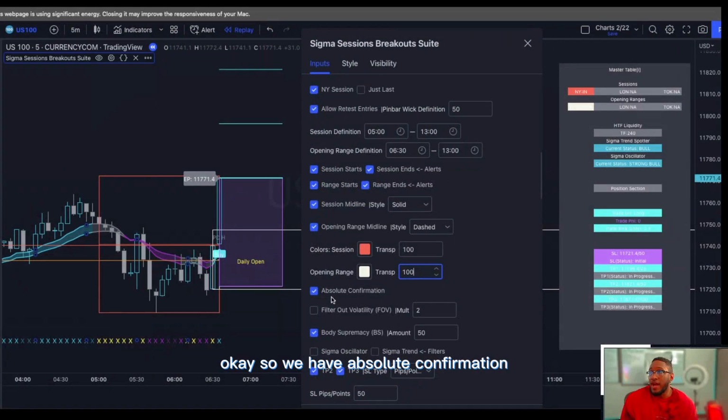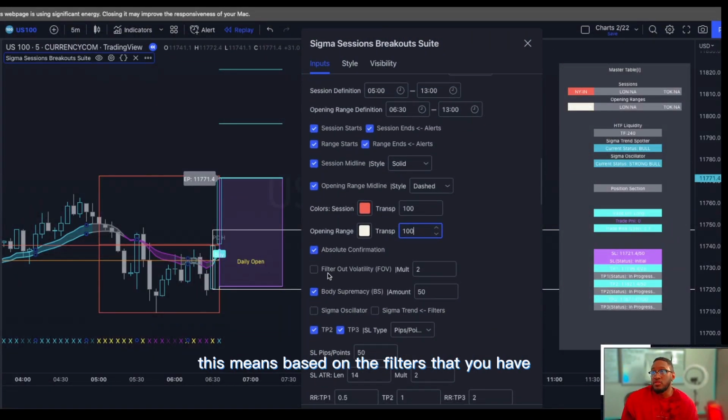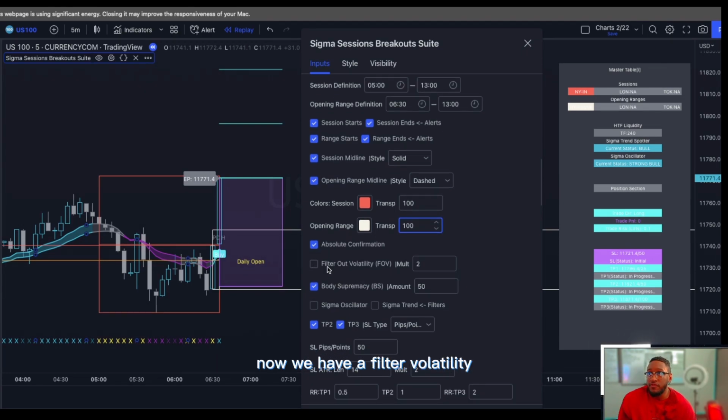Okay, so we have absolute confirmation. This means based on the filters that you have, all of them have to line up in order for you to get into a signal, right? So I have that off right now. We have filter volatility. So it is the ATR multiplier, right?